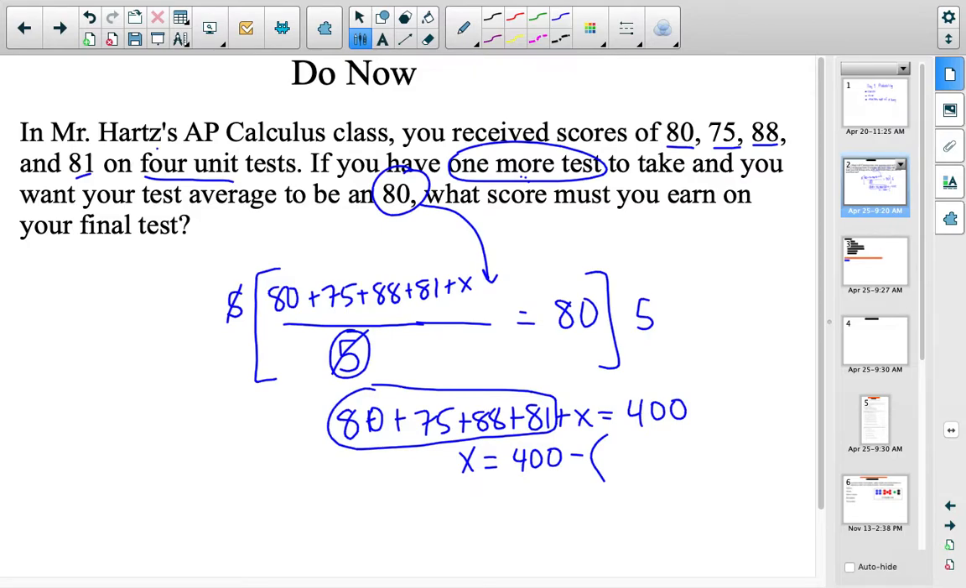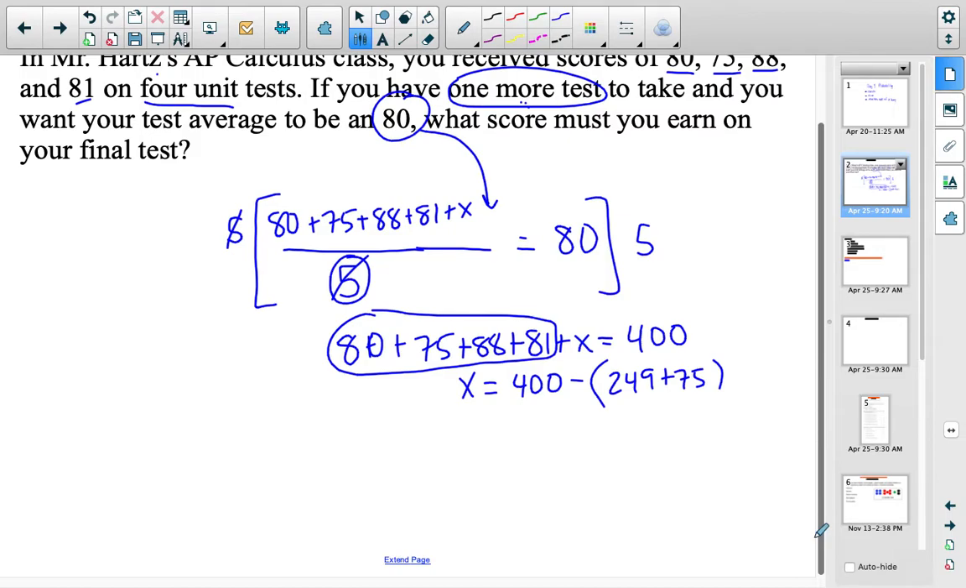We got 80 plus 88 plus 81 would give us 249. That's the 3 eighties plus the 9, plus 75. So we have the 400 minus 250 plus 75 would be 325. So we get 324. And this would give me 76. So we should get 76. And you can check that too.